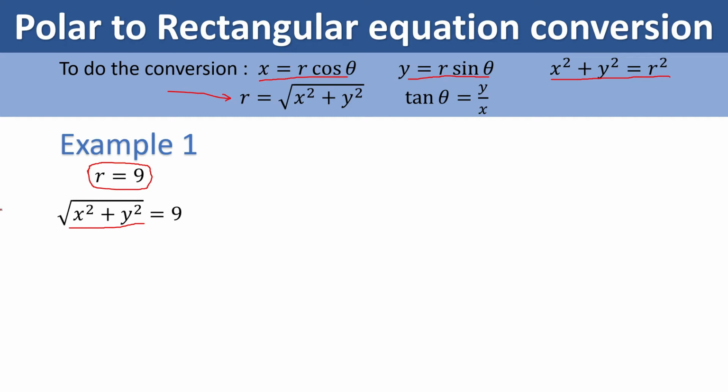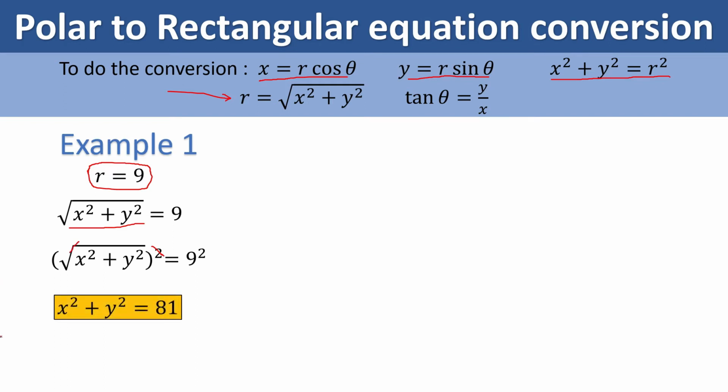And now, to eliminate the radical expression, you square both sides, and you eliminate the square root. With this square, you cancel the square root, and you have x squared plus y squared equals 9 squared, which is 81. This is the circle with the center 0, 0, and radius 9.